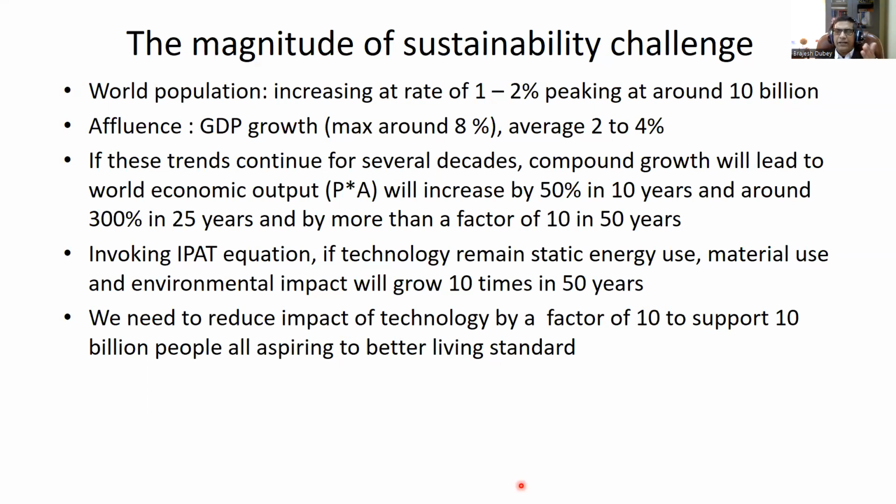I'll not go in great detail, I'll just summarize it. If you look at this particular, the world population is increasing at a rate of 1 to 2%. It will possibly go up to 10 to 11 billion. Affluence, GDP growth, max was around 8%, average is 2 to 4%, depending on some countries doing better than the others, depending on where they are in terms of development growth as well.